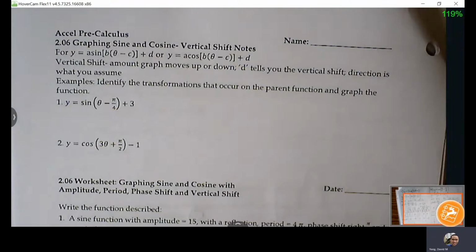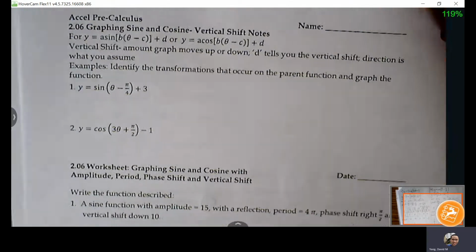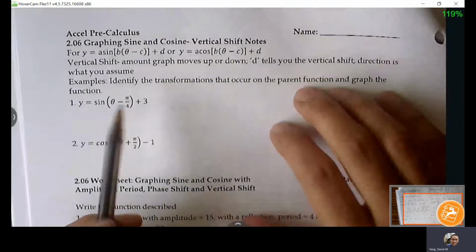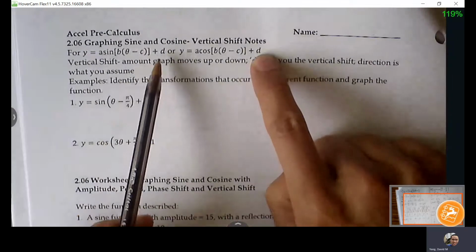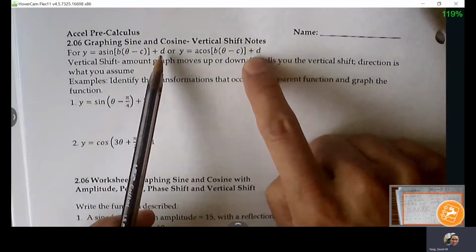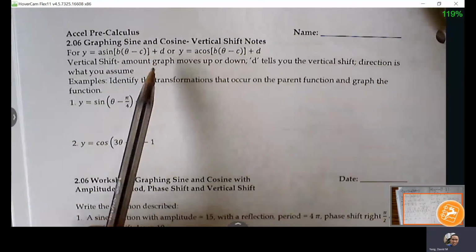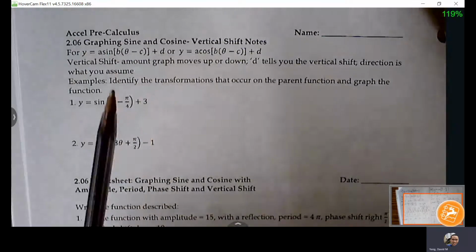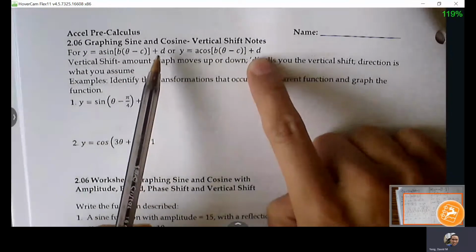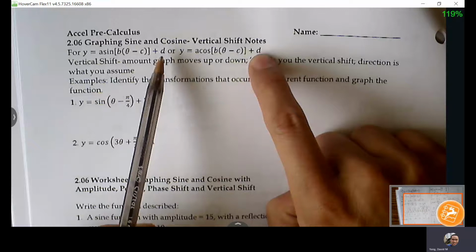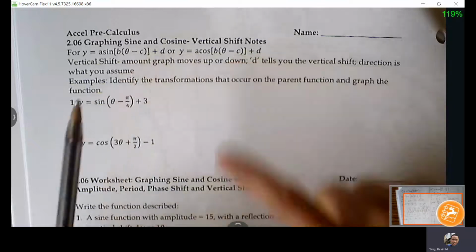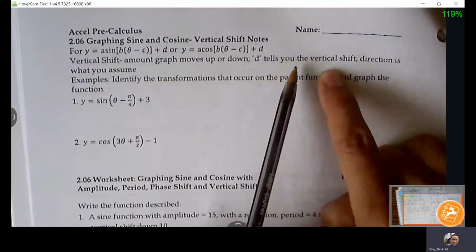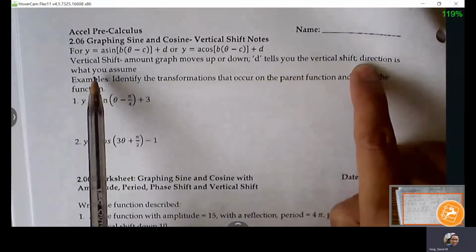So the final transformation is going to be with vertical shift, and that's going to be with this d value. As soon as you see a number that is completely separated from the rest of the expressions, no parentheses, no multiplication, it's sitting there by itself, that's going to cause the entire expression in front of it to either shift up or down. Okay, so d tells us the vertical shift, and the direction is what you would assume.